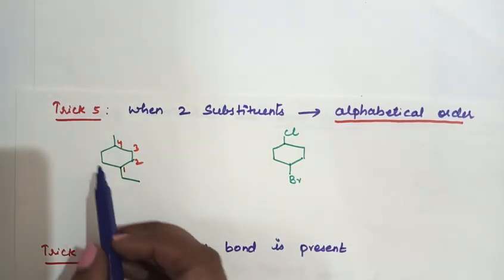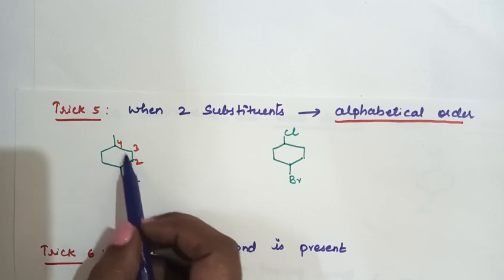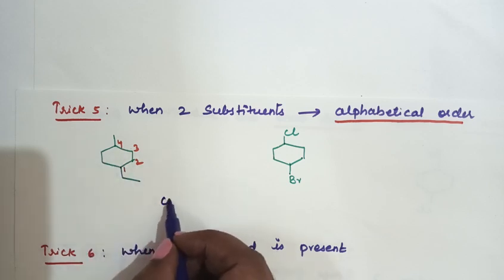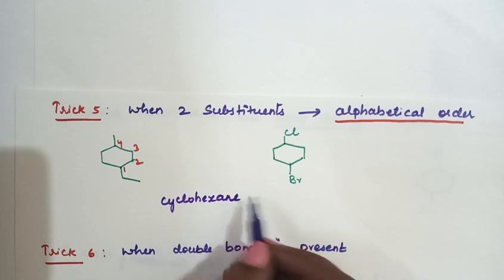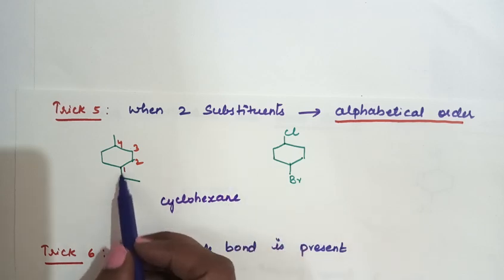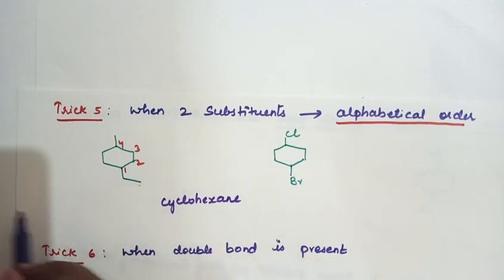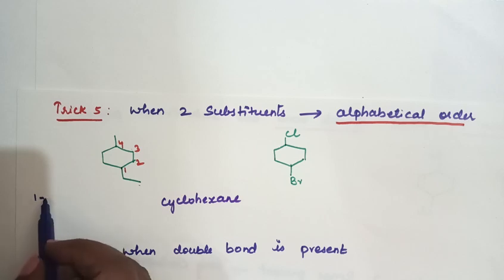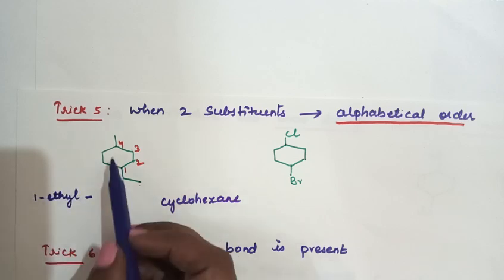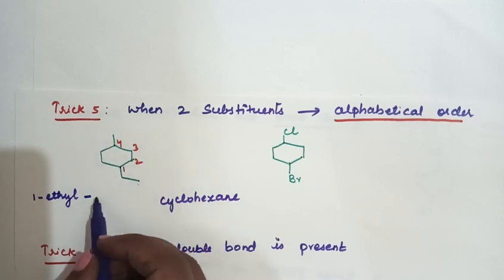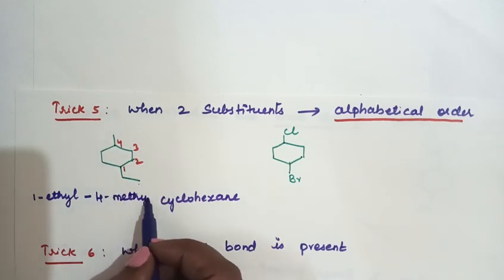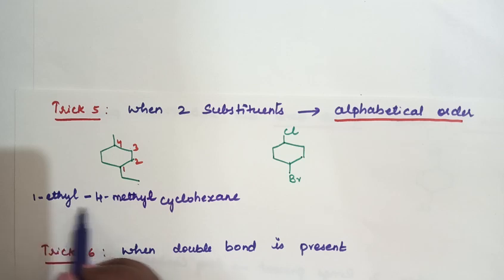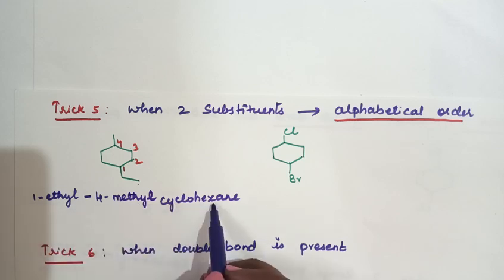So now the name will be, so this is cyclohexane. At position 1 there is an ethyl group. So here you will write 1 ethyl, and then at 4 there is methyl, 4 methyl. So it is 1 ethyl, 4 methyl cyclohexane.